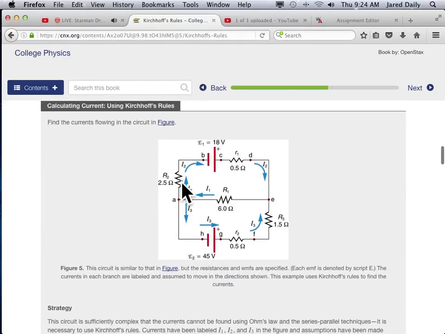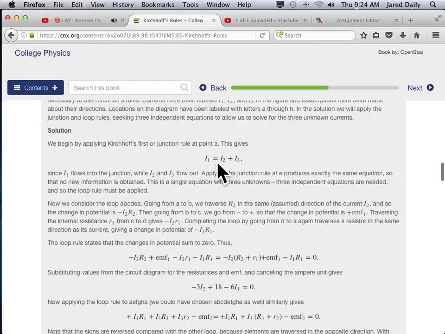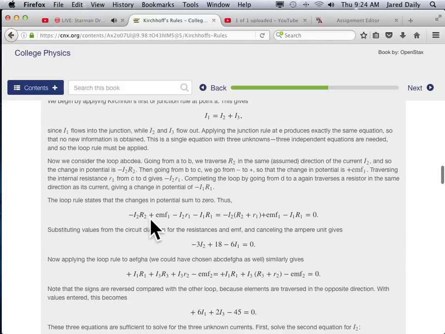Then they go through the battery. It doesn't matter which way the current is going when you're going through a battery. If you're going from low to high, it's positive. High to low, it's negative. So we're going from low to high. That's a positive change in potential, and it's equal to the EMF of the battery, EMF 1.